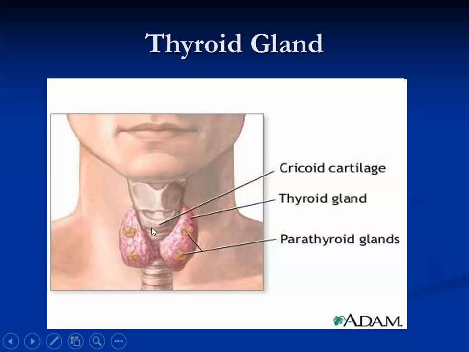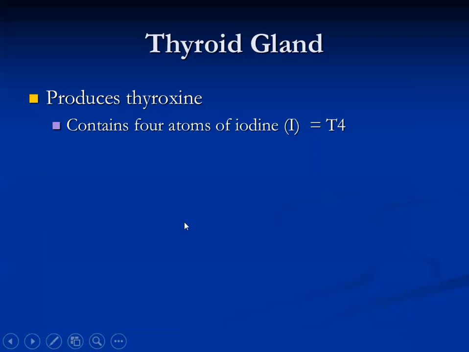Now the thyroid gland is the largest gland in your body. It's wrapped around your trachea or your windpipe. And again, the four parathyroid glands, which we will not have time to talk about, are embedded in your thyroid gland. As we've already mentioned, the thyroid gland produces the hormone thyroxine. And one molecule of thyroxine contains 4 atoms of iodine.